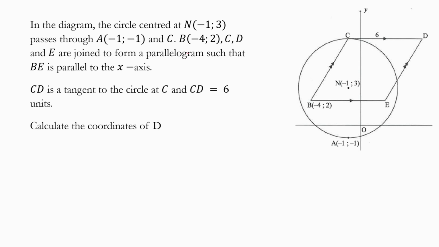B, C, D, and E are joined to form a parallelogram such that BE is parallel to the x-axis. CD is a tangent to the circle at C, and CD is equal to 6 units. Calculate the coordinates of D.